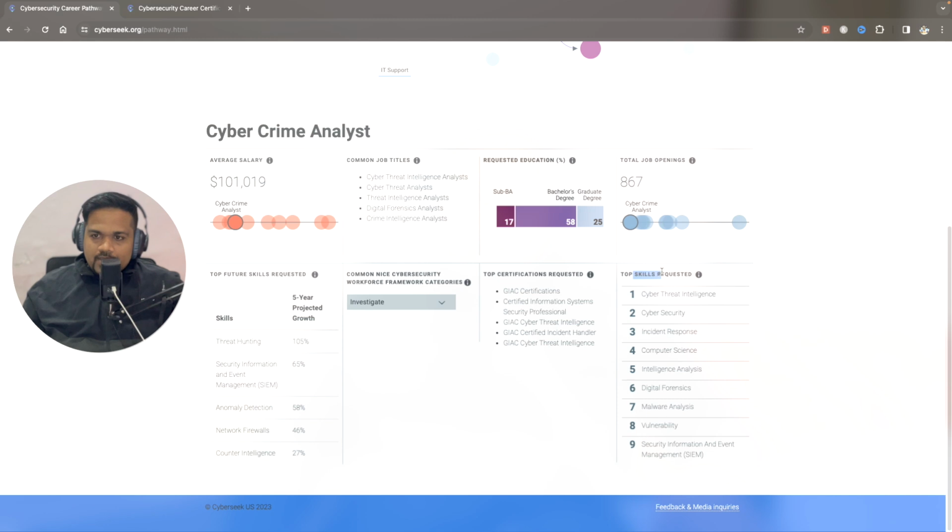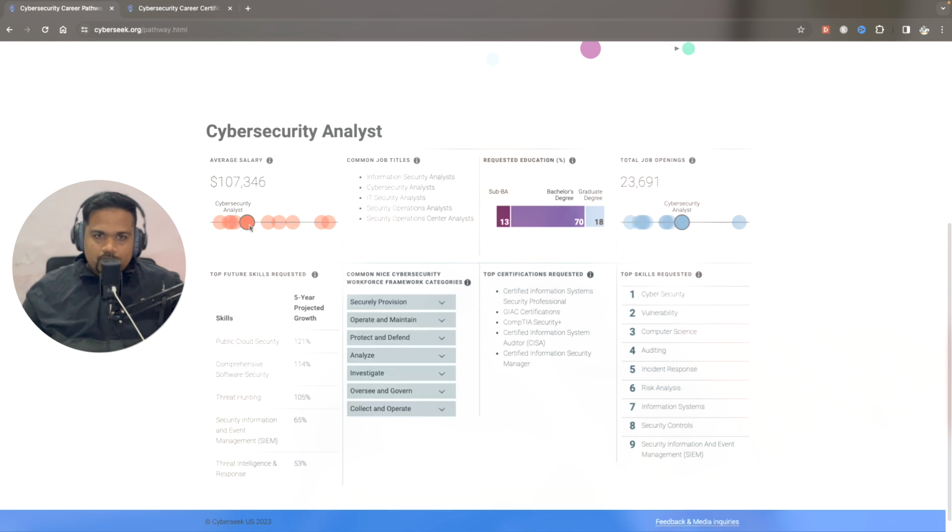So what are the top skill sets required? What is the total number of job openings? What are the requested educations for that? What are the frameworks you have to go through? Almost everything you can get to know, right? What is the exact salary for that one? See, for cybercrime analyst, this is the salary you can expect from the market. If you go to cybersecurity analyst, again this will be your salary and everything will change. For this cybersecurity analyst, what skill set do you need, and what is the next 5-year projection for that one, right?